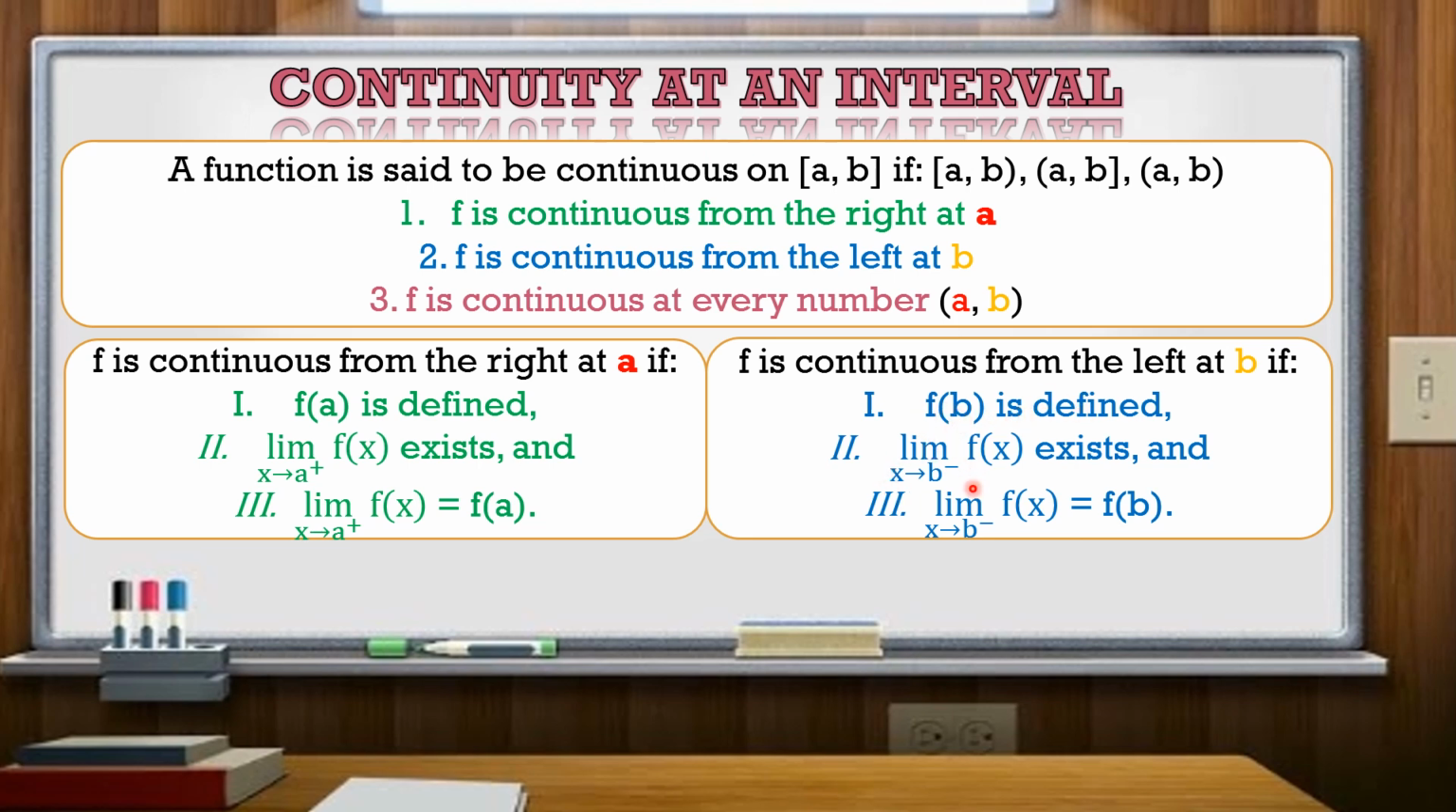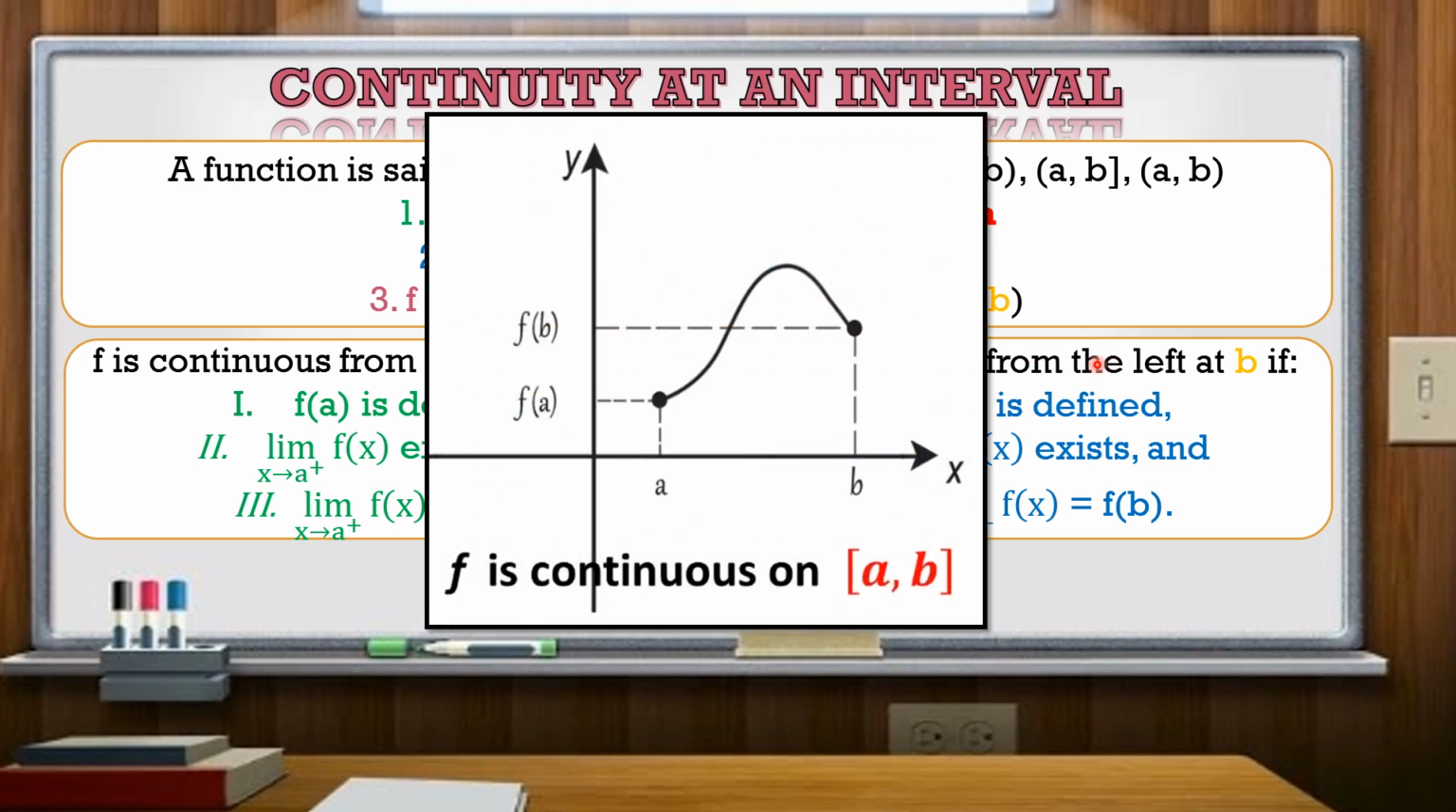Second step, kukunin natin yung limit ng function as x approaches b negative naman. Then step 3, we will compare your step 1 and step 2. Kung magkapareho, that concludes that your function is continuous from the left at b. And then the third is f is continuous on (a, b). So this is the graph of your continuity at an interval.